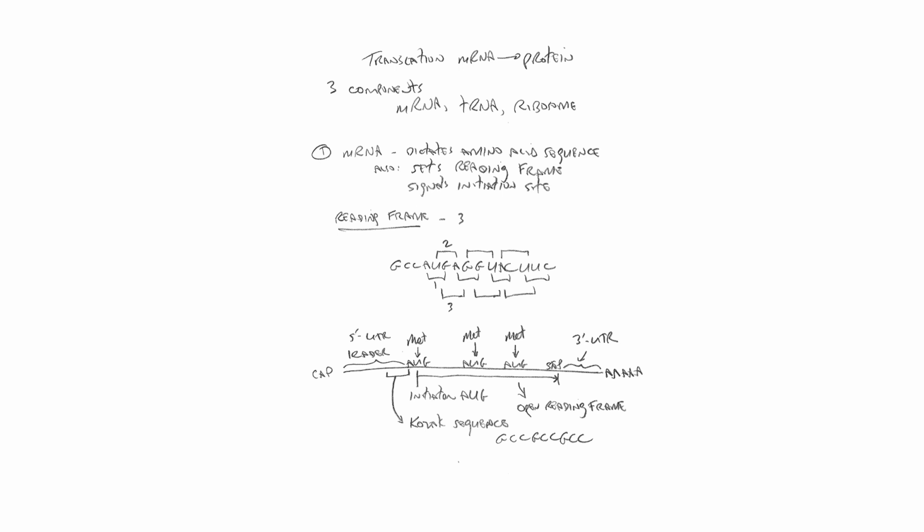The way the ribosome recognizes that is through base pairing with the ribosomal RNA that's in the small subunit of the ribosome. So again, base pairing interaction. So that's the overall structure of the messenger RNA. Let's move on and look at the transfer RNA.